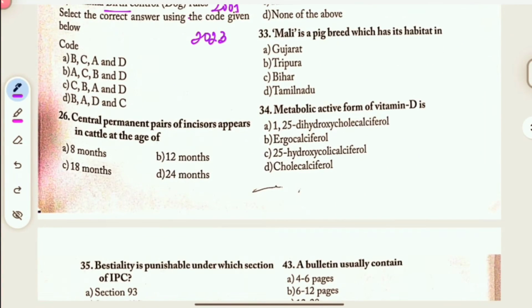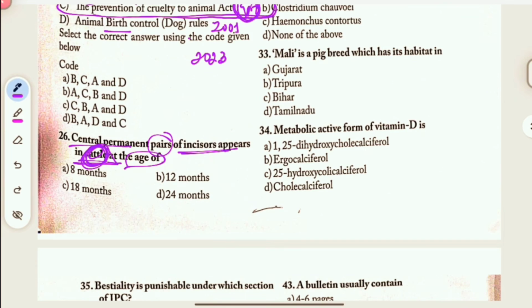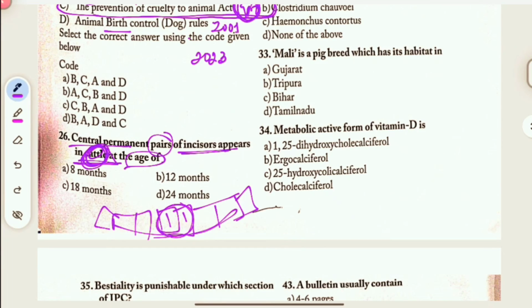Now question 26 says, central permanent pair of incisors appear in cattle. So this is very important. Remember, this is cattle, at the age of... They are asking about the central permanent pair. So these are incisors. So this is the central permanent pair. They usually appear at the age of 2 years. So that is the answer, 2 years.